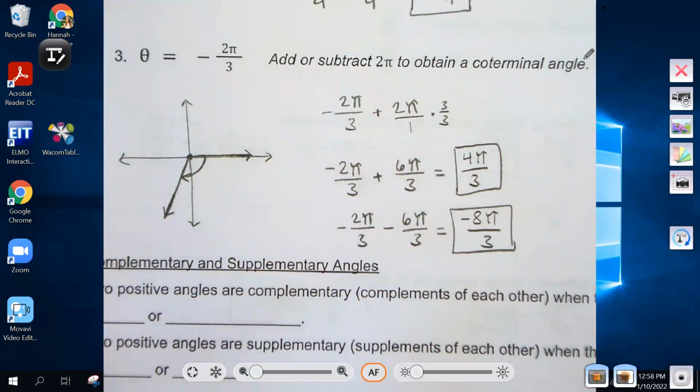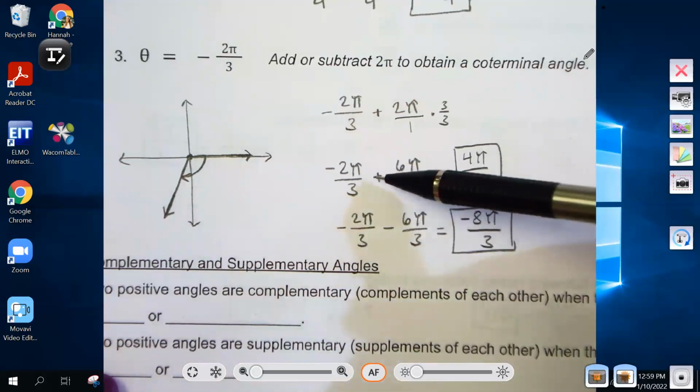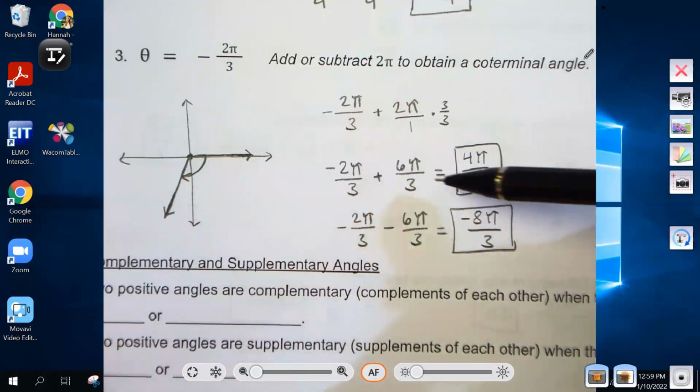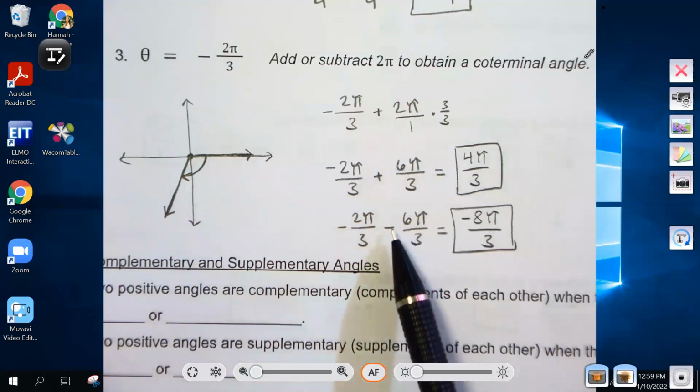Does anybody have questions over these examples? So if you're given an angle measure and you're asked to find 5 coterminal angles, you wouldn't necessarily have to add 2 pi and subtract 2 pi. You could add 2 pi, then add 2 pi again to get a second one, then add 2 pi again to get a third, and continue adding. I just did add and subtract to show you that you can do either one. You could subtract 2 pi and then subtract 2 pi again, and then again.